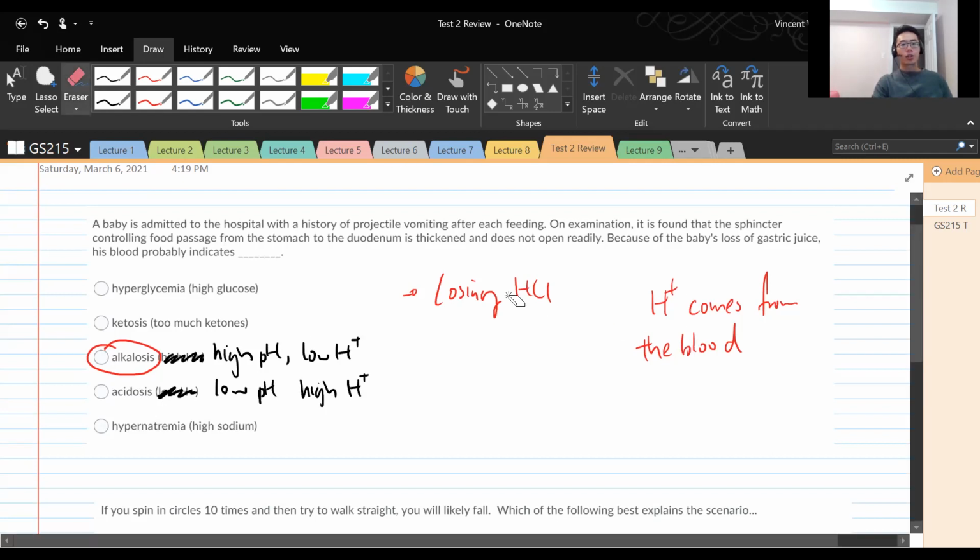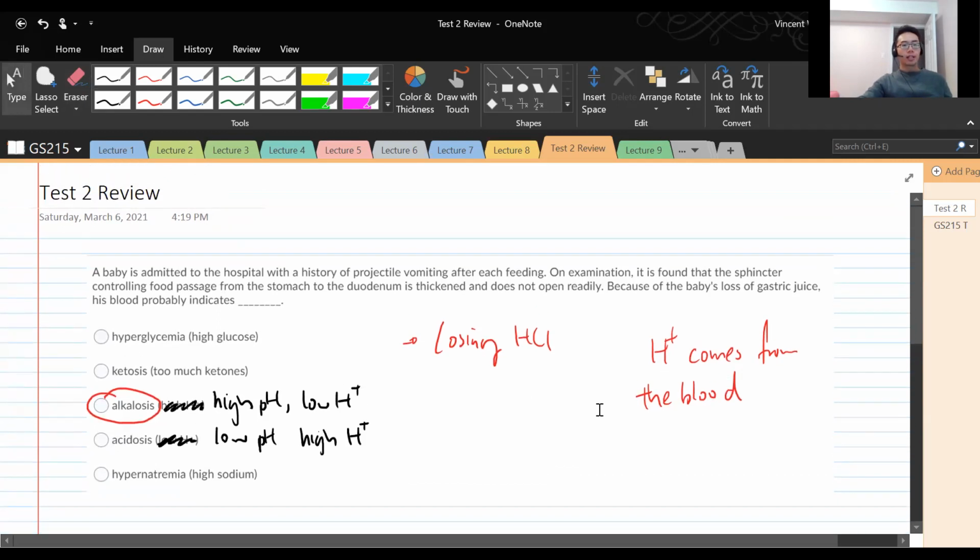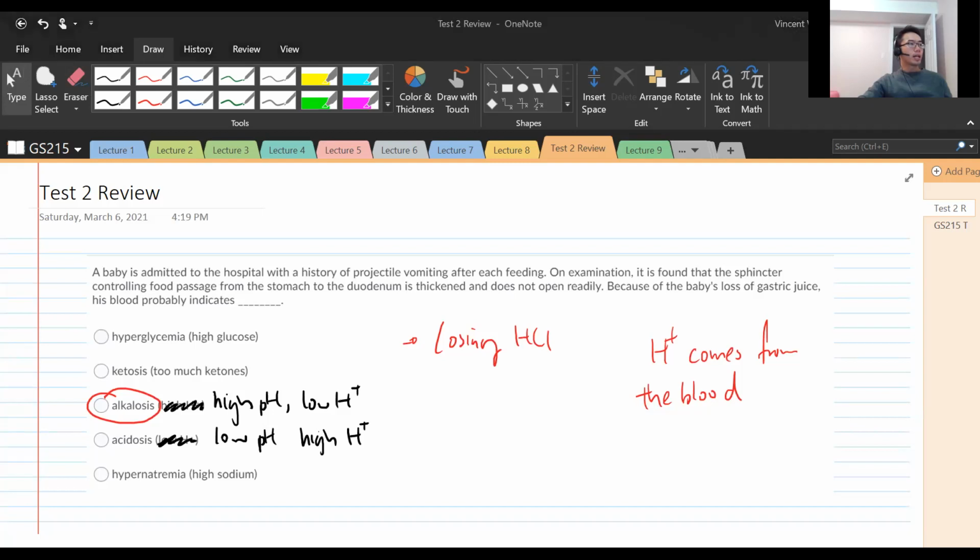Okay, so just to clarify again, in this situation, because the baby is losing a lot of acid, we need to replace the acid. By making more acid, you are actually taking H plus from your blood, and that will cause your blood pH to rise, and you will have alkalosis. So that's it for the digestive system. Any questions before we move on to taking up the lab?